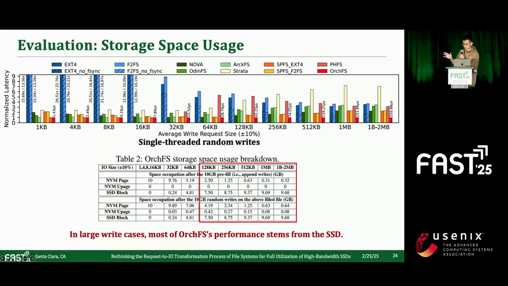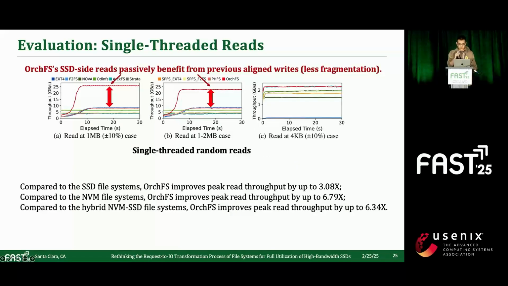As the table shows, the larger the write request, the more data is written directly to SSD. For example, in the 1 megabyte case, over 90% of the data is written directly to SSD. And this means that in the large write case, most of ORCFS performance stems from the underlying SSD. This is different from the sort of file system like Strata and SPFS, where most of the performance comes from the expensive NVMs.